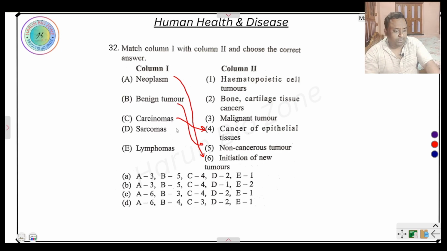Sarcoma means bone and cartilage tissue cancer. And lymphomas means hematopoietic cell cancer.